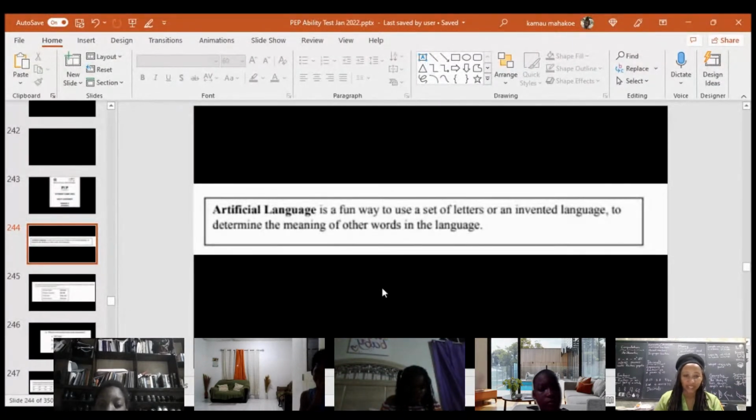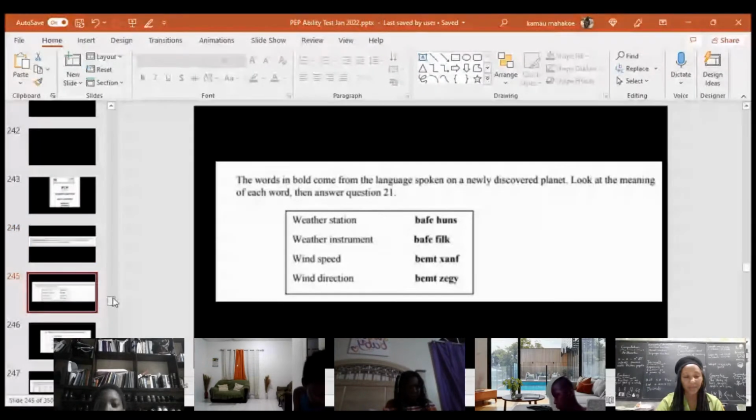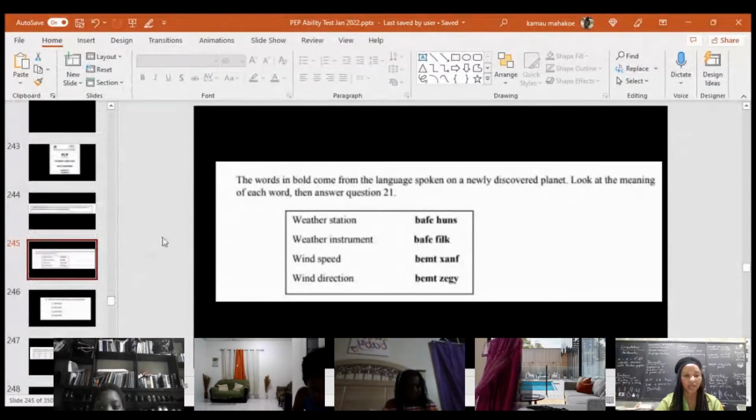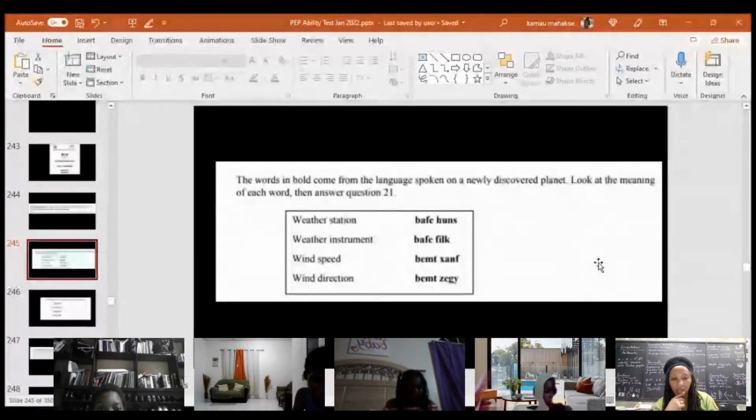All right, so for the artificial language, it's a fun way to use a set of letters or an invented language to determine the meaning of other words in the language. So they make up a language and tell you the rules, or you have to figure out the rules. All right, Madison, you can read this one for me.